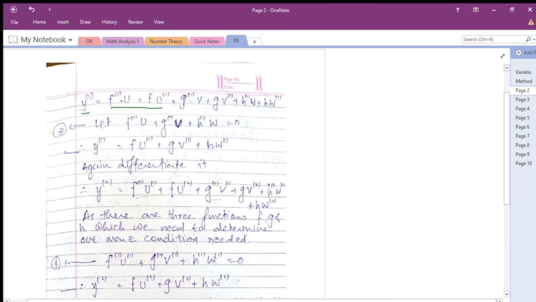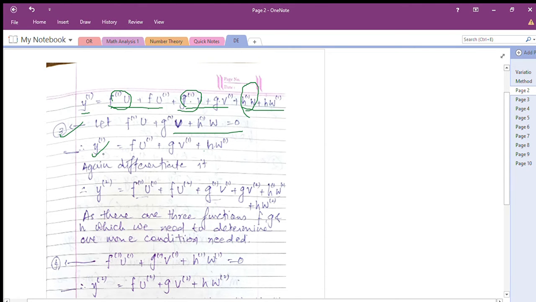f and u are multiplied together, so f1u + fu1, g1v + gv1, h1w + hw1. Now since we have three functions f, g and h whose values are desirable, let us consider f1u + g1v + h1w = 0. Call it number 3. So y1 will be the remaining part, fu1 + gv1 + hw1.